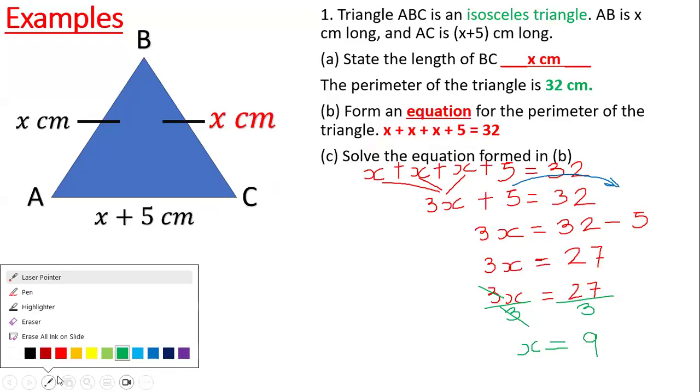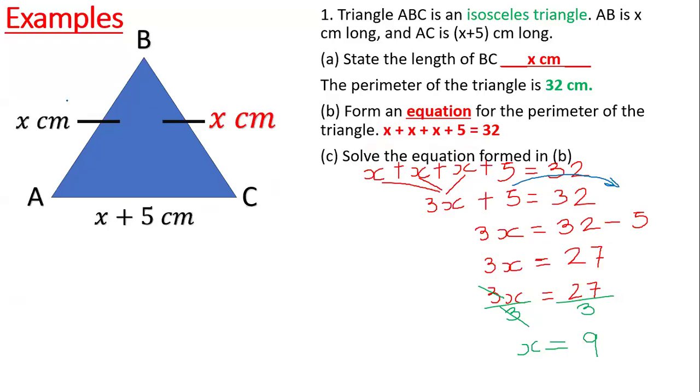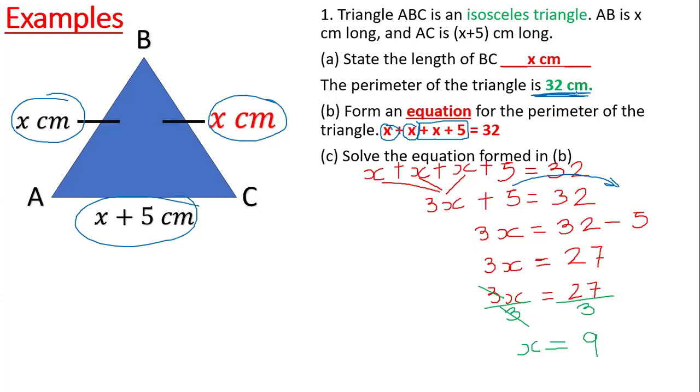So what we did was we said this is X, and this is X, and this is X, then this is X, and then this is X plus 5. So we're gonna put X plus 5 there. And so we're gonna set it equal to 32. The reason why we set it equal to 32 is because 32 is the perimeter. That's the relationship that we have.